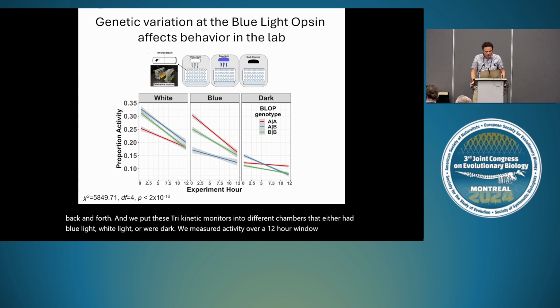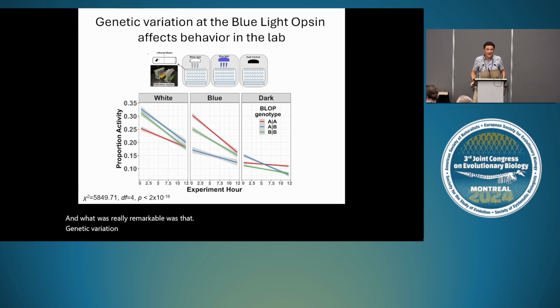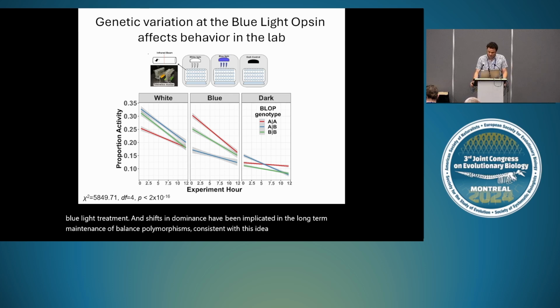And what we observed was that there were significant differences in activity between the genotypes. And what was really remarkable was that genetic variation was environment dependent. And importantly, there were shifts in dominance across different environments. So the heterozygotes were the most active in the white light treatment and the least active in the blue light treatment. And shifts in dominance have been implicated in the long-term maintenance of balanced polymorphisms, consistent with this idea of long-term selection on this locus.